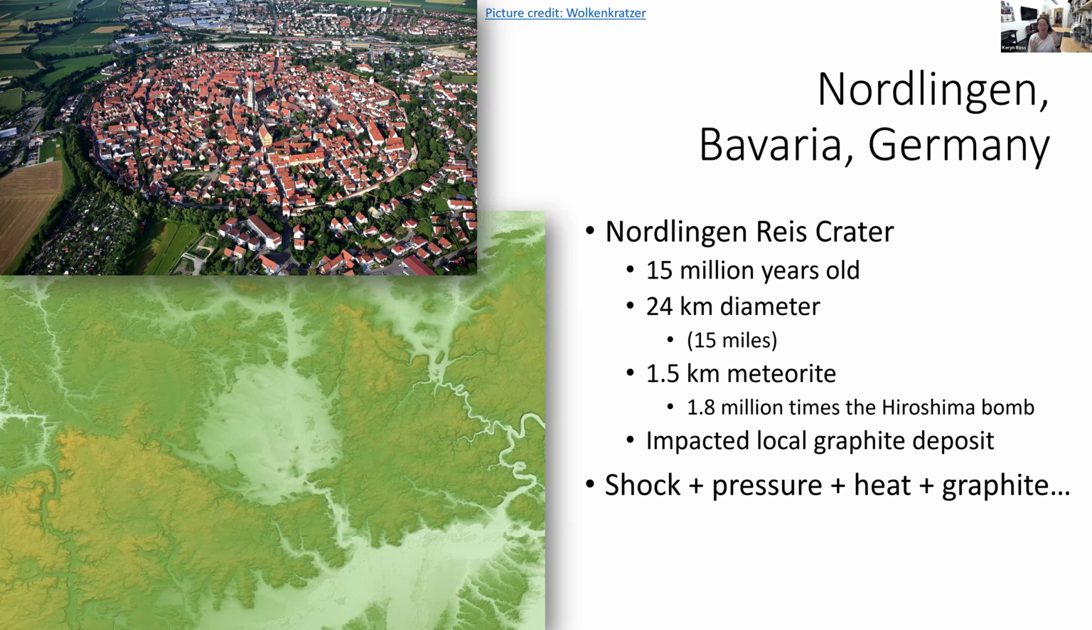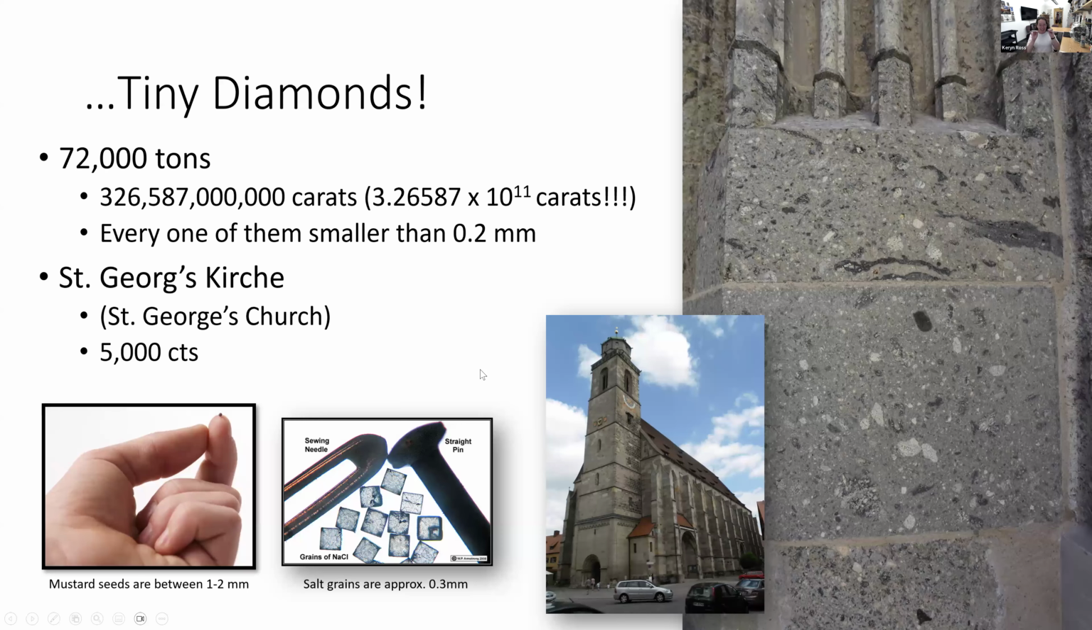And what is graphite? Graphite is just carbon. And so the shock and the pressure and the heat and the graphite all together created itty bitty tiny diamonds, about 72,000 tons of them. That's a lot of diamonds. That is 326 billion diamonds. I mean, billion carats worth of diamonds.